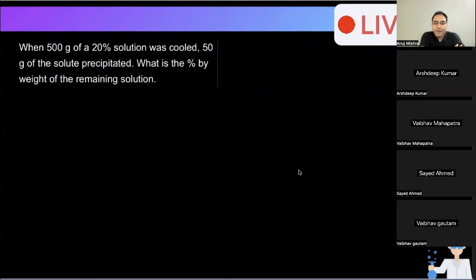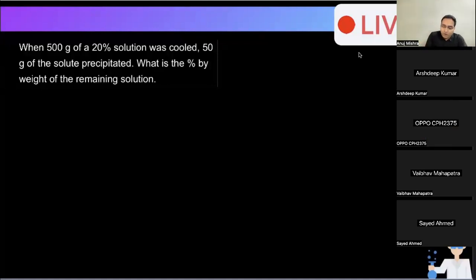Take your time. Take 1 minute. Think carefully. Try to answer. 500 gram of a 20% solution was cooled. 50 gram of the solute is precipitated. What is the percent by weight of the remaining solution? That is the question.